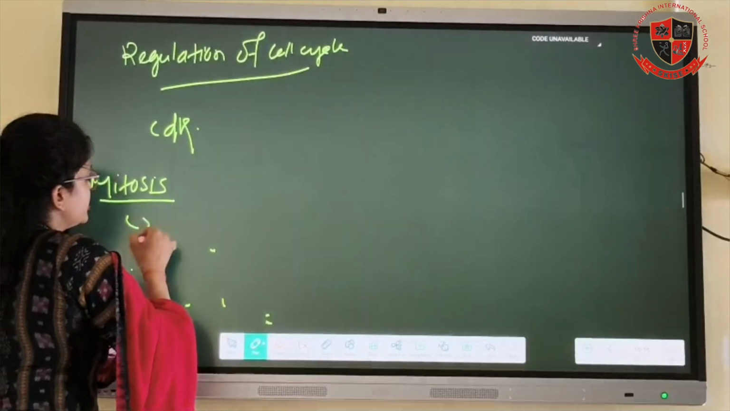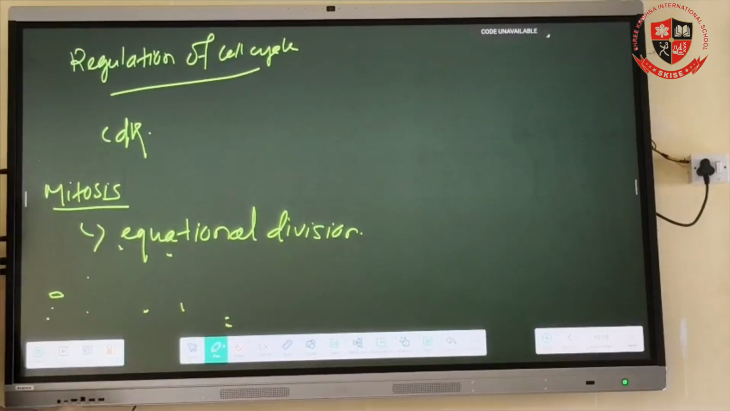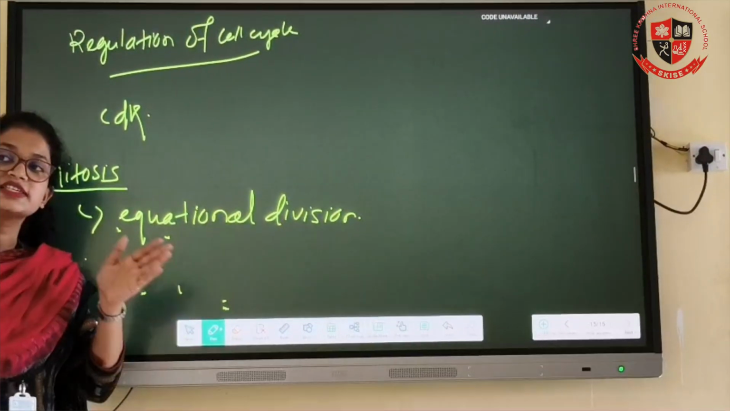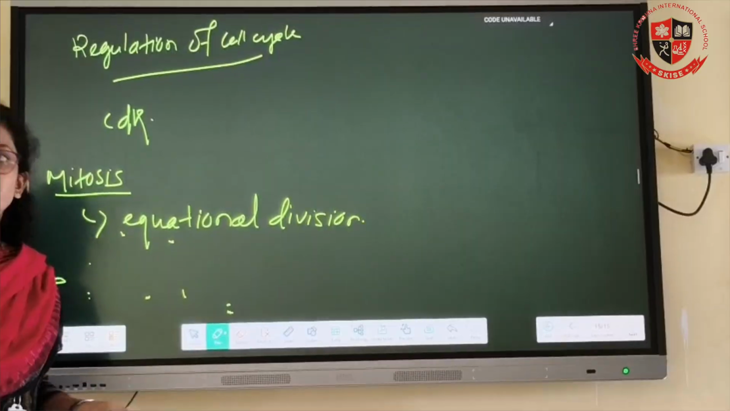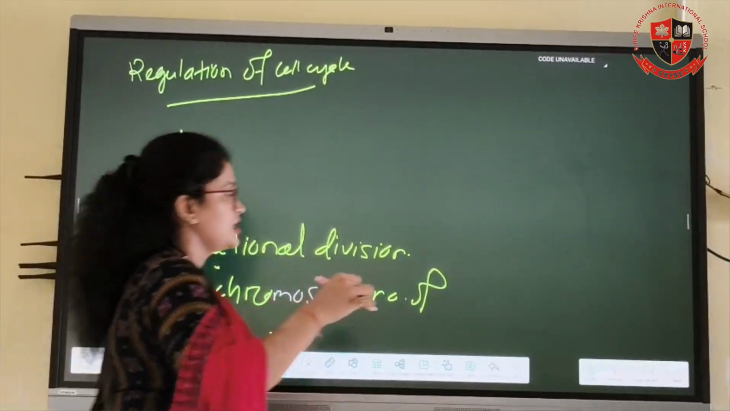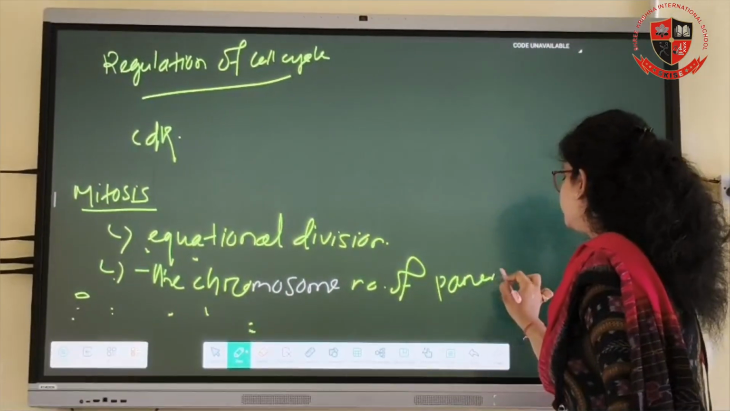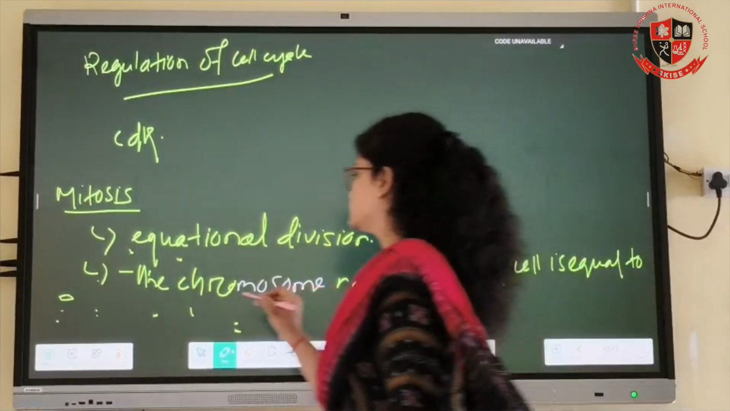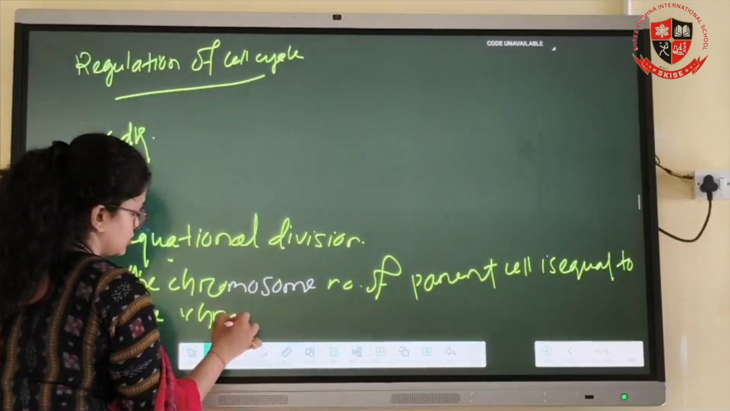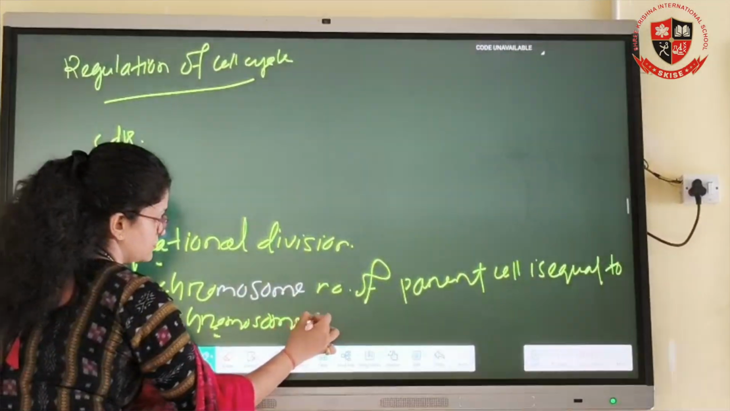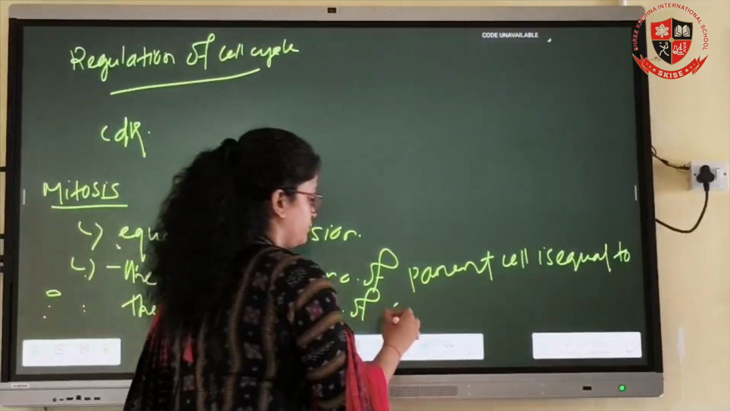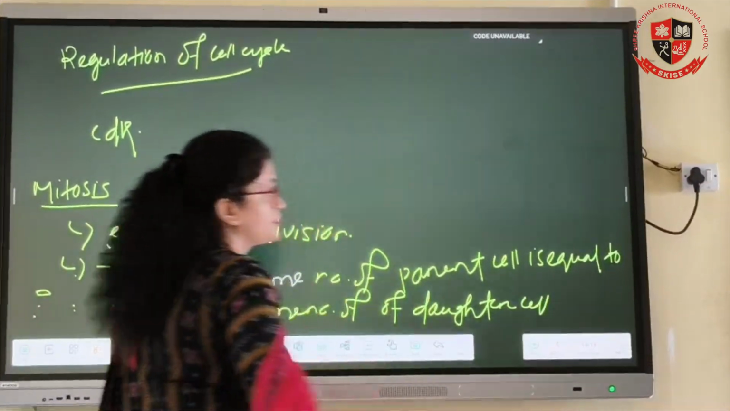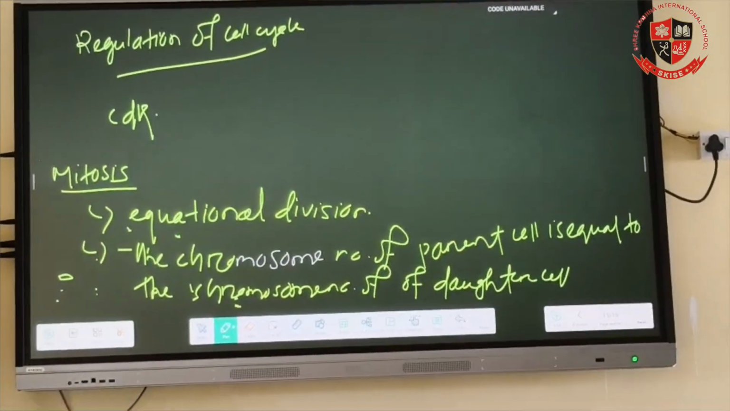What is the definition of mitosis? What is the meaning of equational division? The parent cell chromosome number is equal to the chromosome number of the daughter cell.